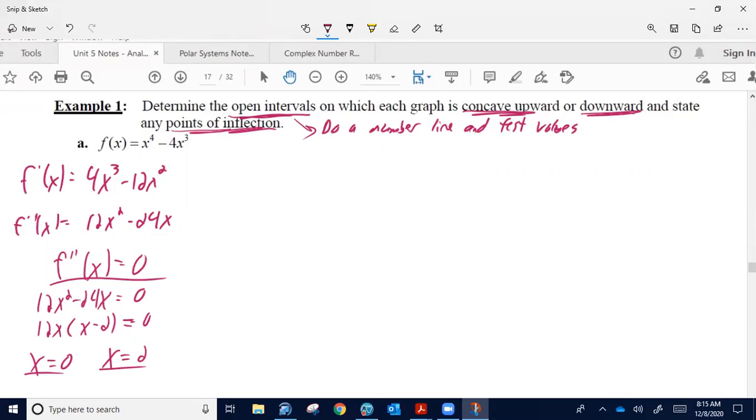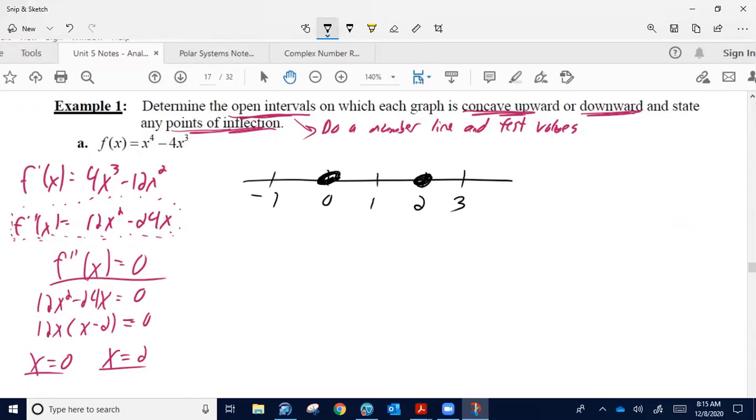You would also have important numbers if the derivative does not work, if it's undefined. But if you look, this second derivative, it's not a fraction. There's no unusual pieces. It's not going to have any of those spots. So once we get that done, we want to build a number line, put 0 and 2 on that number line. Those are important spots, and test around that.